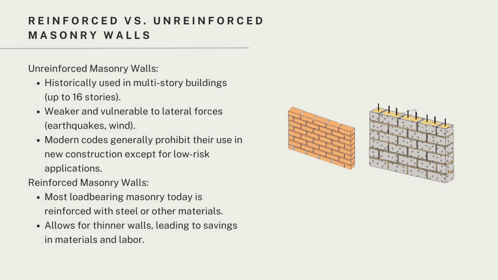There are also reinforced and unreinforced masonry walls. So, unreinforced masonry walls were historically used in multi story buildings, and you were able to build up to 16 stories. Although they are weaker and vulnerable to lateral forces such as earthquakes and wind, modern codes generally prohibit their use in new construction except when used for low risk applications. Reinforced masonry walls are what most load bearing masonry today is. These allow for thinner walls, leading to savings in materials and labor.